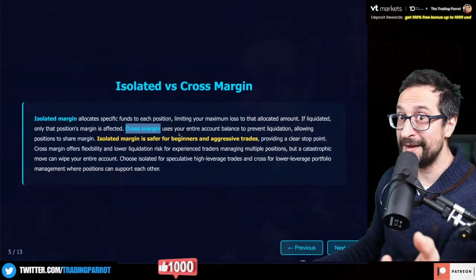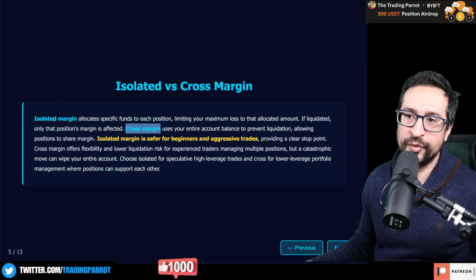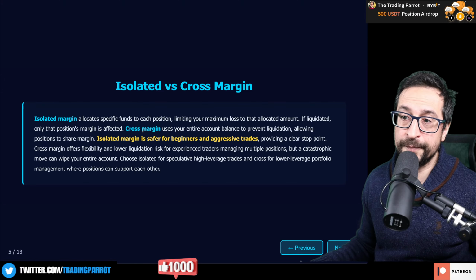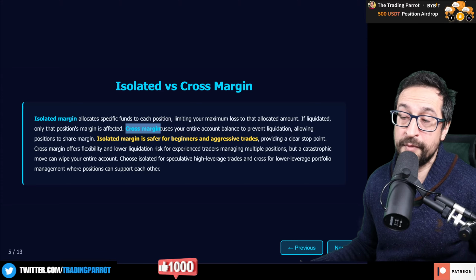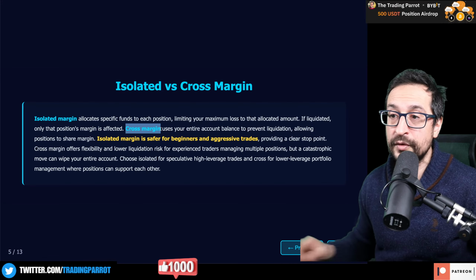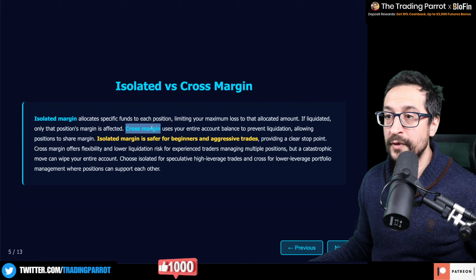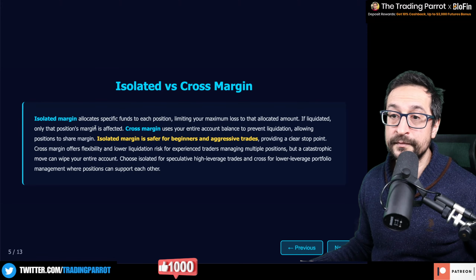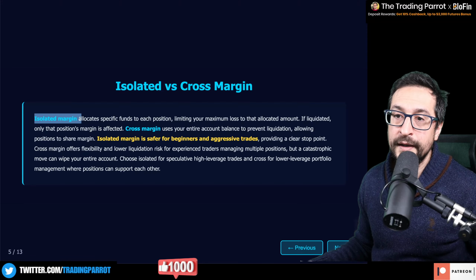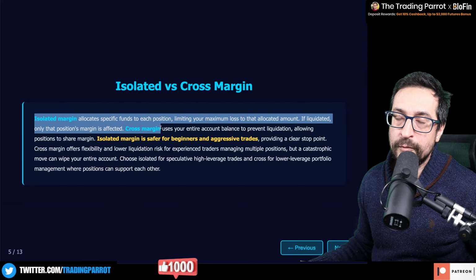You are in a losing position, and suddenly you transfer out some USDT from the account. That's equivalent to taking out from the isolated position. So in the cross account, that position can get liquidated because you took out some margin of the account. You can add as well, and it's a matter of understanding the risk of what you are going to do.